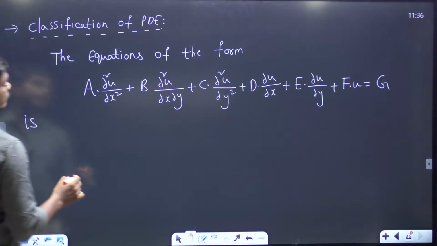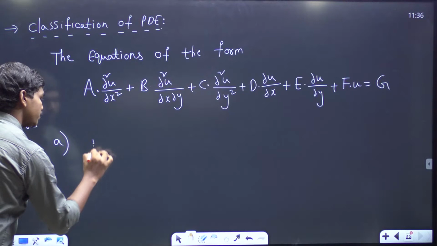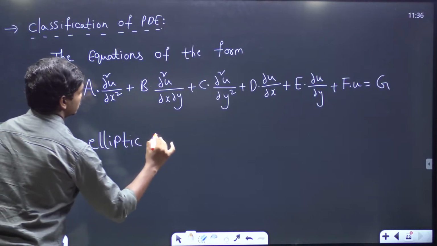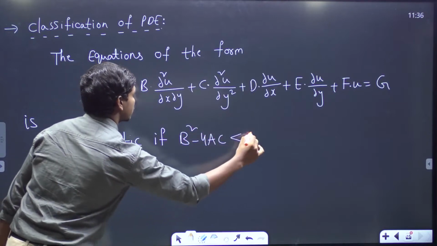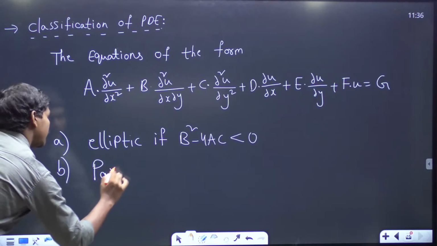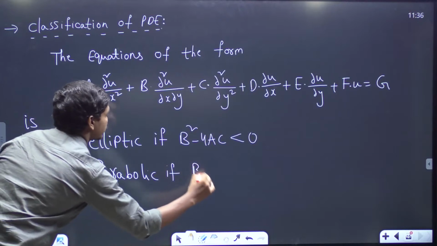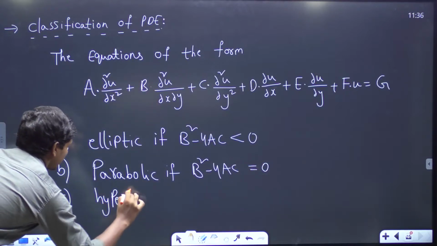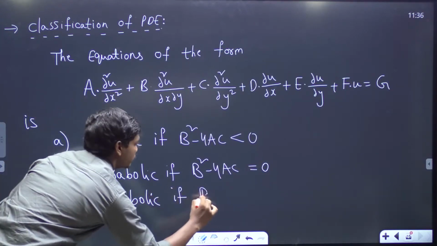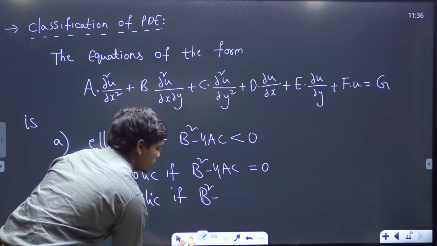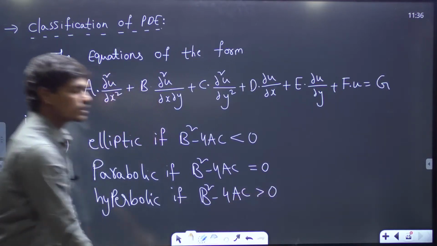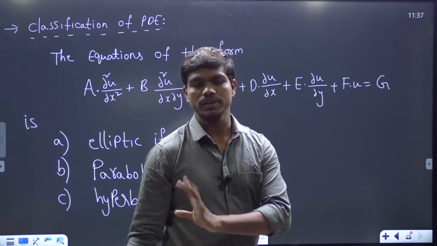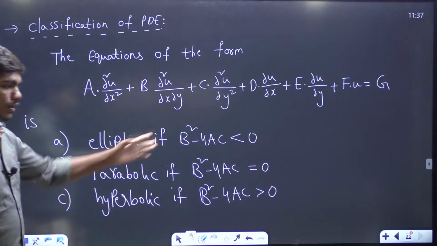Is the equation of the form. A, elliptic, if B square minus 4AC is less than 0. B, parabolic, if B square minus 4AC is equal to 0. C, hyperbolic, if B square minus 4AC is greater than 0. Basically they'll give you some equation and ask what the given PDE is, and options could be elliptical, parabolic, hyperbolic, and some other geometric figure, but actually the answer lies in one of these three. Okay, so this is the condition.